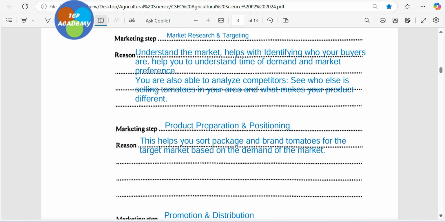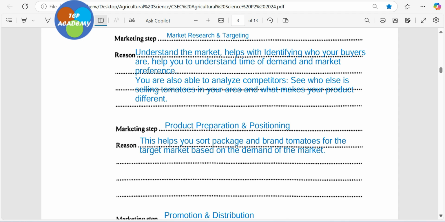So the product preparation and positioning. Of course, the product that are going to Coronation Market, they are in banana trash and so on. I mean, these customers are probably a little more tolerant and might not be able to see or trace what is happening with the goods when it gets into the local market. Now, this helps to sort, package, and brand tomatoes for the target market based on the demand of the market.